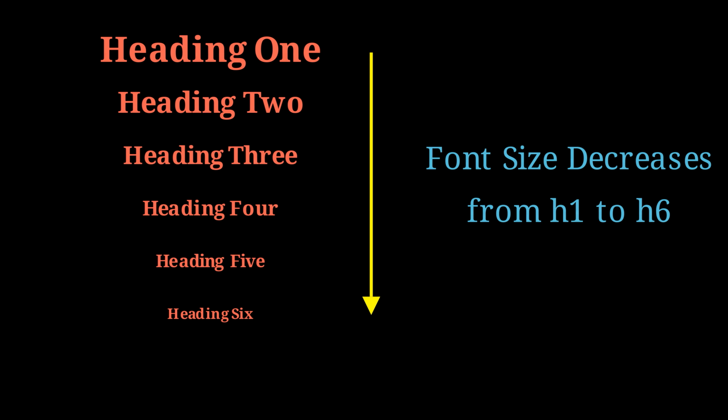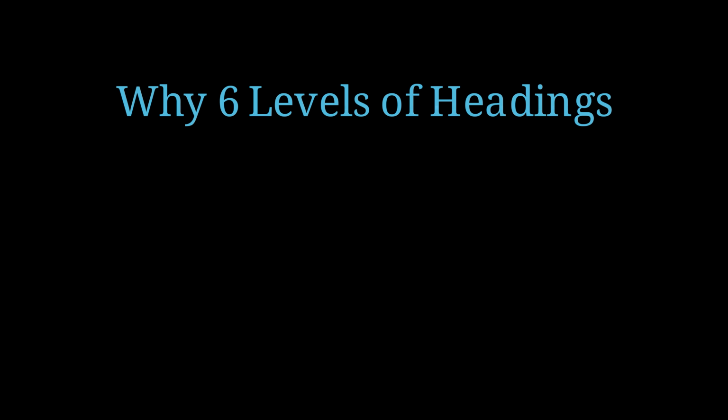Let's observe the most obvious difference between the heading outputs from H1 through H6, which is the visual size. As the number increases from 1 to 6, the font size decreases. H1 is the giant main title and H6 is the smallest. But here is the critical question. Why does HTML give us 6 specific levels?